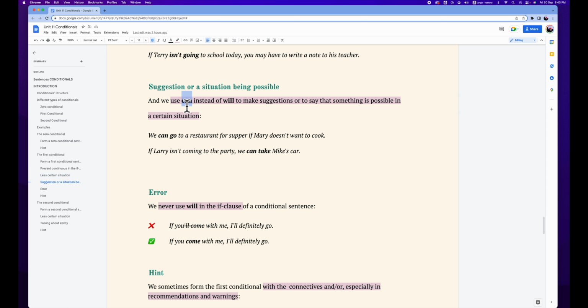Then how about suggestions? Let's take a look. We can use the modal verb can instead of will to make suggestions or to say that something is possible in a particular situation. For example, we can go to a restaurant for supper if Mary doesn't want to cook. Okay, this is a very particular situation, so we choose to use the word can for part B, the second part, the main clause. Or if Larry isn't coming to the party, we can take Mike's call.